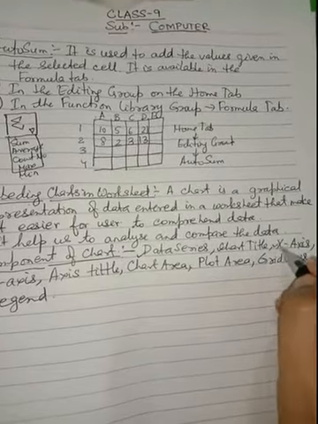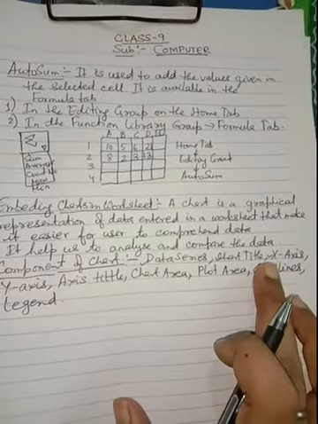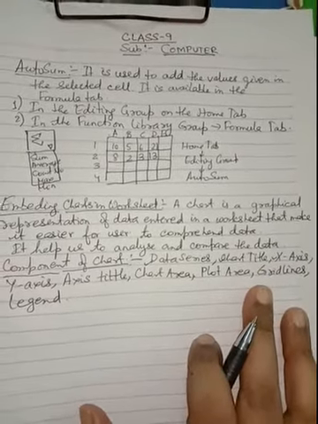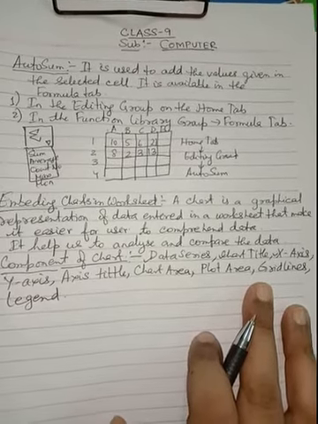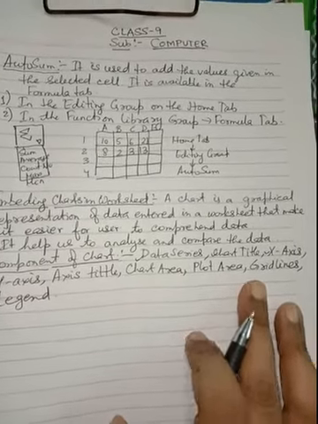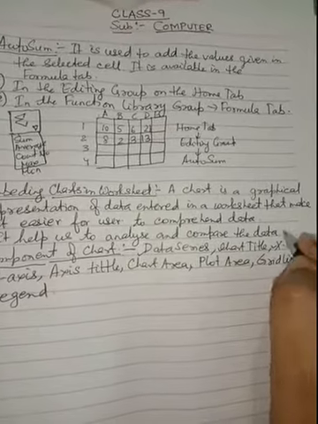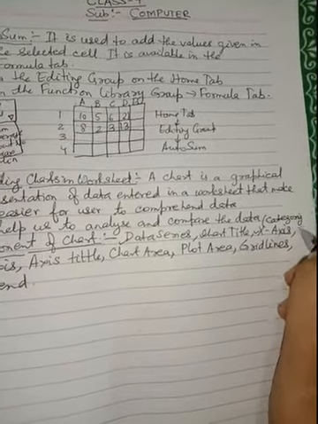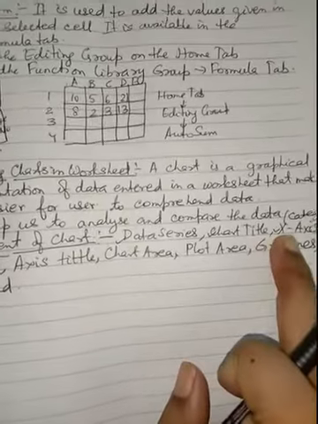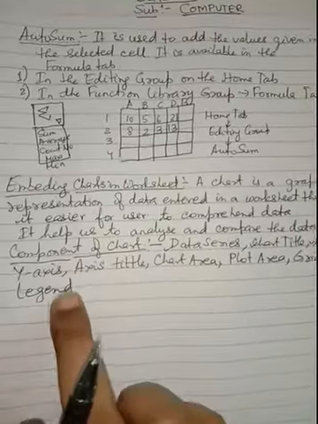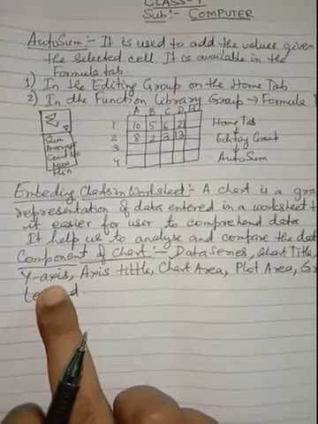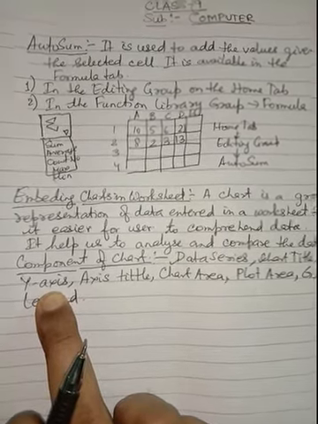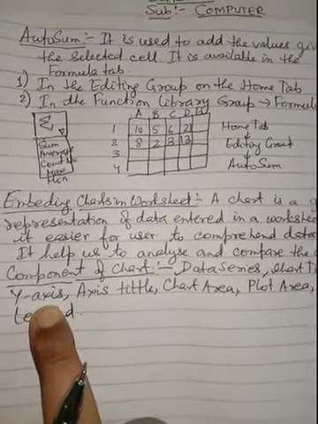Next component of a chart is the x-axis. What is the x-axis? It is the horizontal axis of the chart. The x-axis is also known as the category axis. Remember, it is also known as the category axis. Next we have the y-axis. It is the vertical axis. It is also known as the value axis.